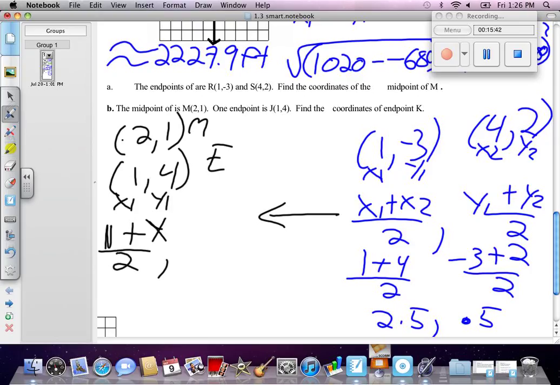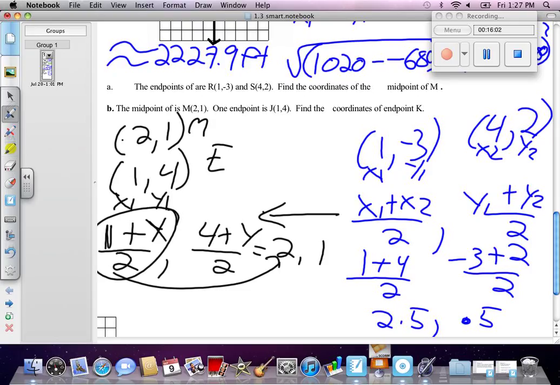And then the next one we've got y1, which is 4, plus y we don't know, over 2, and it equals (2, 1). I know it looks confusing, right? All this means is this part right here equals 2, and this part right here equals 1. So 1 plus x, because we don't know the other endpoint. We just know the endpoint and the midpoint. So that's why the midpoint is out here.